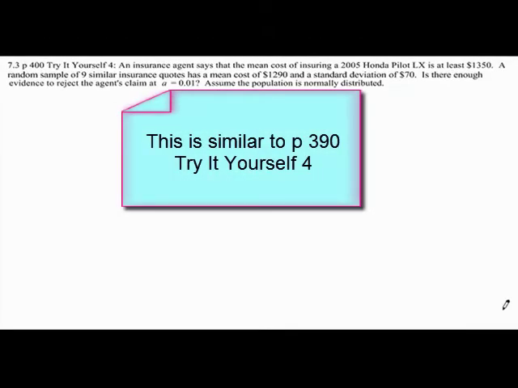Section 7.3, page 400, try it yourself 4. An insurance agent says that the mean cost of insuring a 2005 Honda Pilot LX is at least $1,350. A random sample of 9 similar insurance quotes has a mean cost of $1,290 and a standard deviation of $70. Is there enough evidence to reject the agent's claim at alpha equals 0.01? Assume the population is normally distributed.